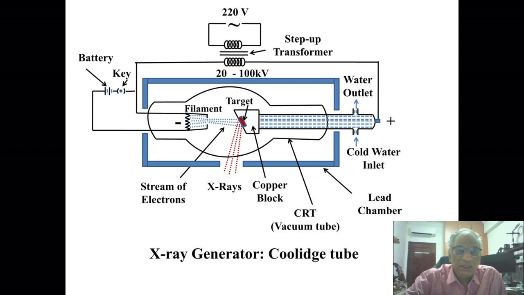Because the electrons are accelerated to a high kinetic energy, a lot of heat is generated as they bombard the anode, the tungsten element. To avoid the heat generated, the anode tungsten element is set in a target material, that is, a copper block, which is further cooled by running cold water through an inlet and outlet. The entire Coolidge tube is enclosed in a lead chamber, thus preventing X-rays from leaking out of the chamber in unwanted directions. So this is the schematic of the Coolidge tube.